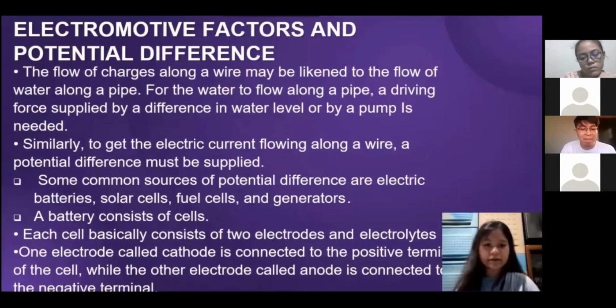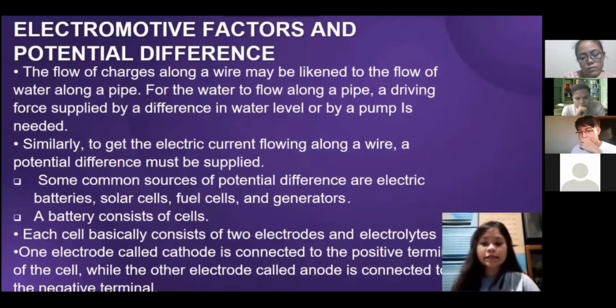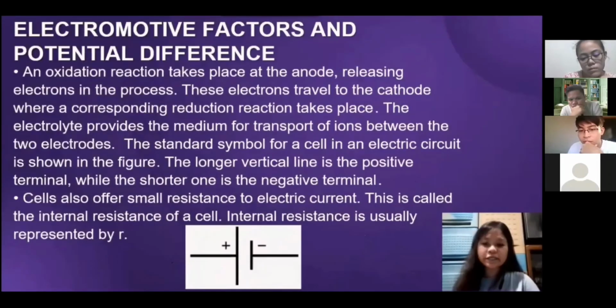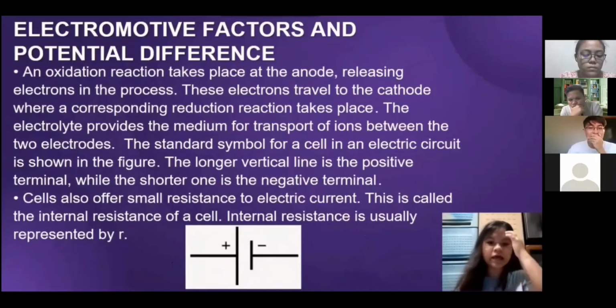A battery consists of cells, and each cell consists of 2 electrodes and electrolytes. One electrode, called the cathode, is connected to the positive terminal of the cell, while the other electrode, called the anode, is connected to the negative terminal. An oxidation reaction takes place at the anode, releasing electrons in the process. These electrons travel to the cathode where a corresponding reduction reaction takes place. The electrolyte provides the medium for transport of ions between the 2 electrodes.